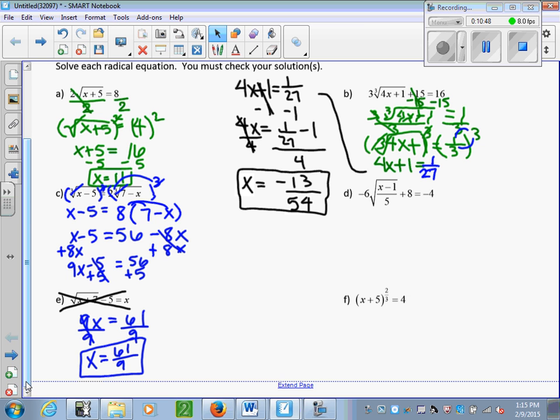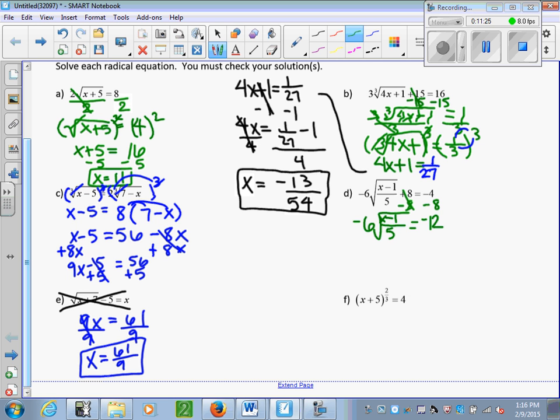Let's do D next. Alright, so D. The first thing I'm going to do is try and get it clean. I only have one radical on one side of the equation, so I'm going to move my 8 over first. That leaves me with a negative 6 square root, because remember my index is 2 when I don't see it, so it's a square root, of x minus 1 over 5. My 8's cancel on the left and leave me with a negative 12. Negative 4 minus 8 equals negative 12 on the right.